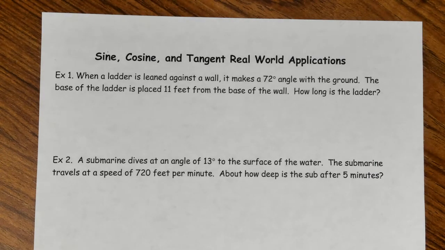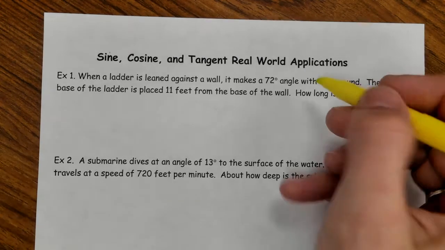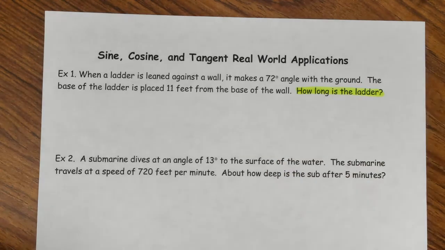We have a ladder that is leaned against a wall. It makes a 72-degree angle with the ground. The base of the ladder is placed 11 feet from the base of the wall. How long is the ladder? So what we need to know here is how long is the ladder. Ladders, 99% of the time, are leaned against something, making it our hypotenuse.